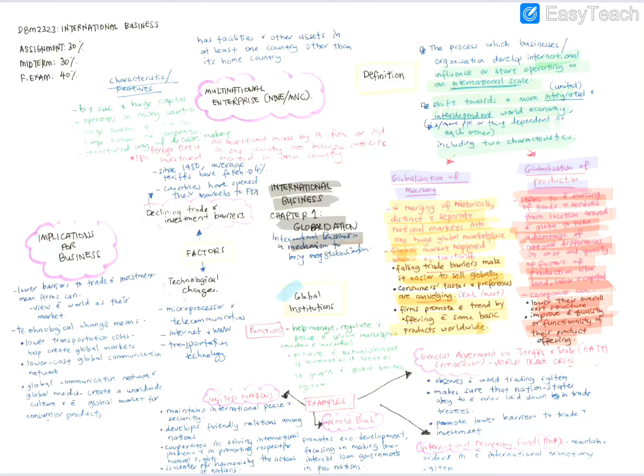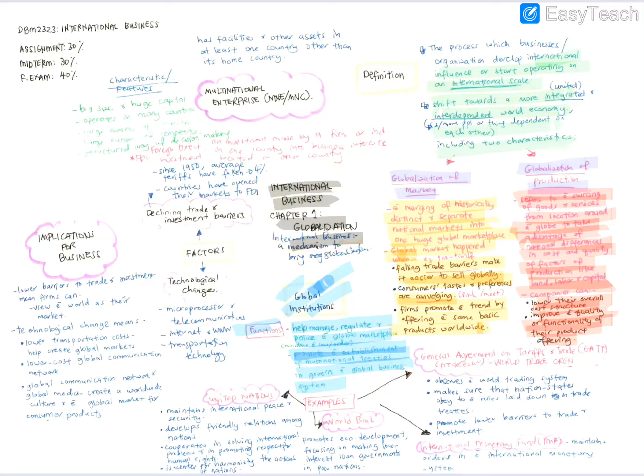Okay, now we move to the global institutions. We have institutions that manage all the globalization. What are the functions of these global institutions? They help manage, regulate, and police the global marketplace. Police means they maintain law and order. They observe the global marketplace all around the world. They promote the establishment of multinational treaties to govern the global system.